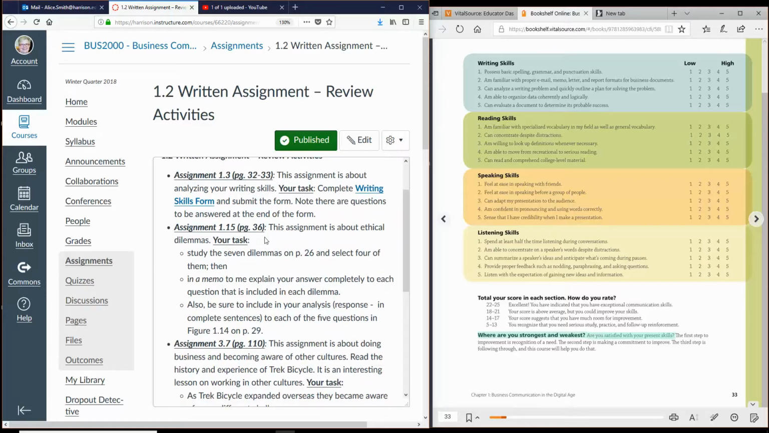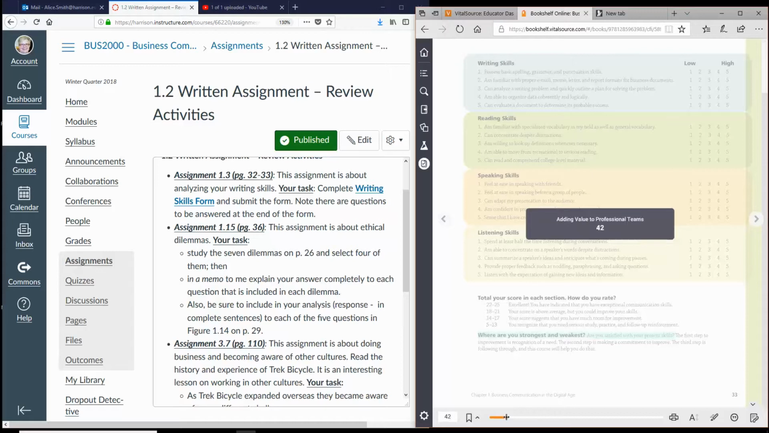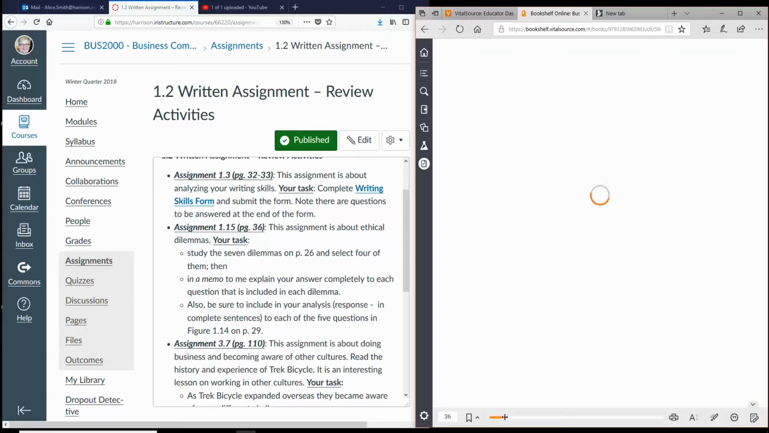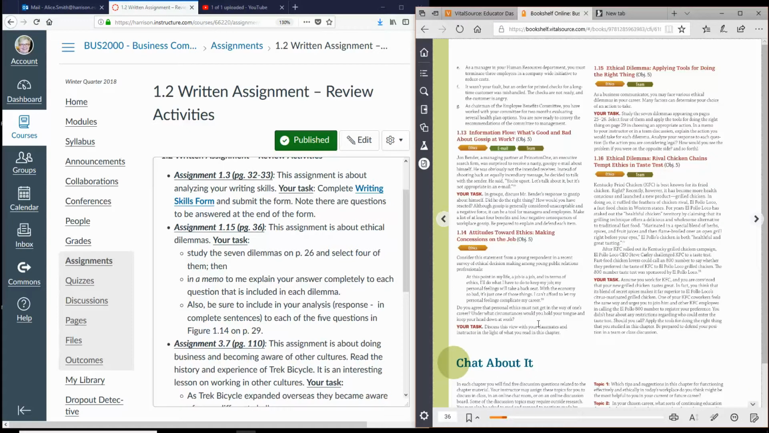Now, assignment 1.15 is page 36. Let me get us to page 36. Whoop, too far. Assignment 1.15, and so that's right here. This assignment's about ethical dilemmas. Study the 7 dilemmas on page 26. The main part of this, as far as the question, is your textbook with some information thrown in here. A lot of times it's duplicate, but like I said, this takes precedence. So we have to go look on page 26.